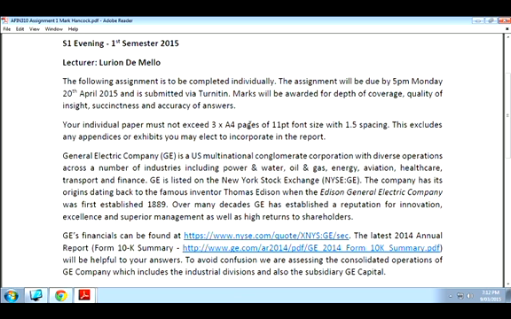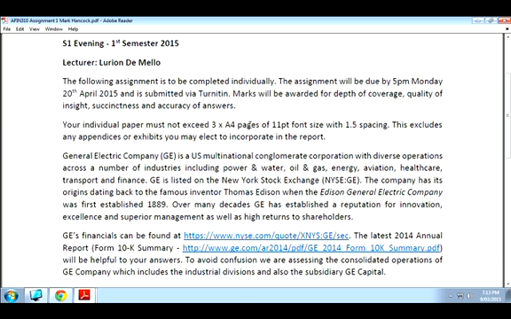So as Mark's mentioned before, GE is General Electric Company, and it's a US multinational conglomerate corporation with diverse operations across a number of industries, including power and water, oil and gas, energy, aviation, healthcare, transport and finance. GE is listed on the New York Stock Exchange, and the company has origins dating back to the famous inventor Thomas Edison.